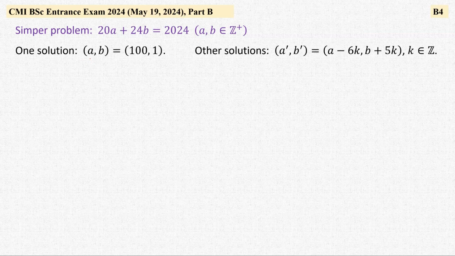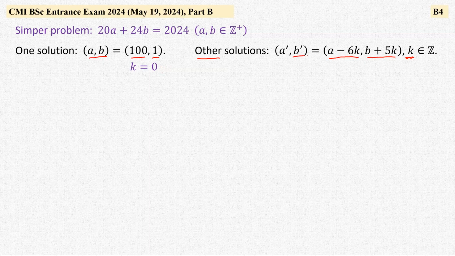Therefore, if we know one solution a, b, such as 100, 1, then all the other solutions are of the form a minus 6k, b plus 5k and can be found by plugging in different values of integer k. The solution 100, 1 can be considered a case where k equals 0.